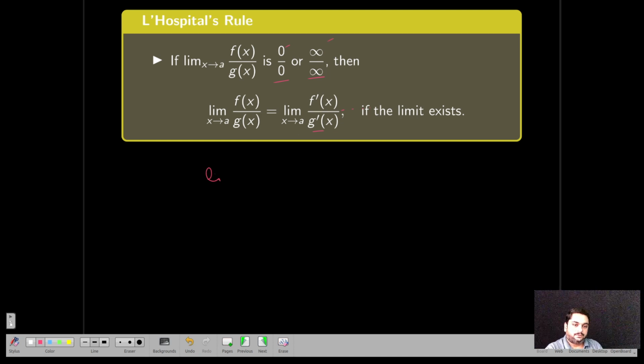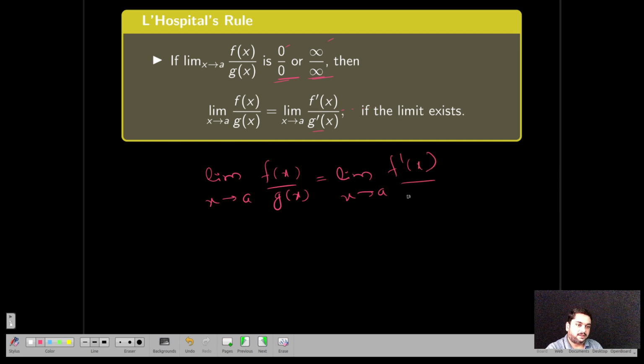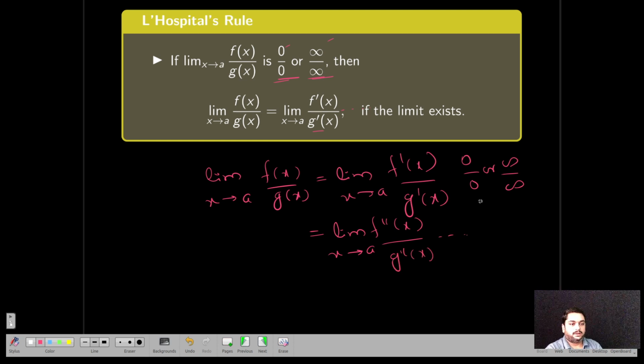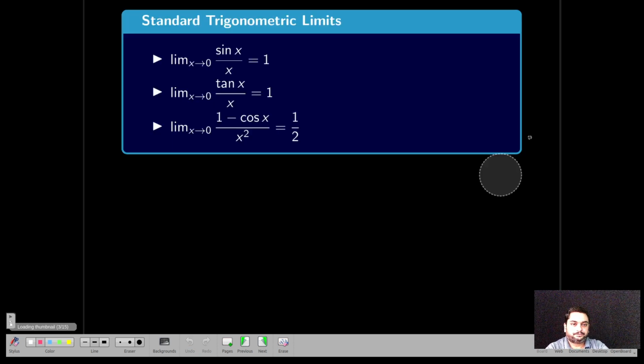That means, if I have the limit as x approaches a of f of x by g of x in this form, 0 by 0 or infinity by infinity, then I will go for the first differentiation, f dash of x divided by g dash of x. Now even if this is also 0 by 0 or this form, again I can further differentiate, like this second differentiation, g double dash of x. So go on doing this until I no longer have this form. That is L'Hopital's rule.